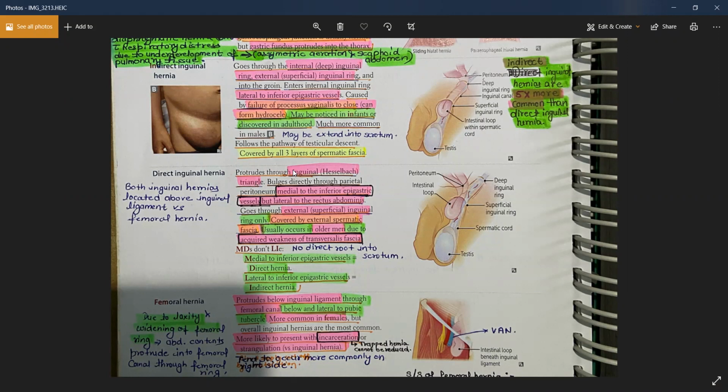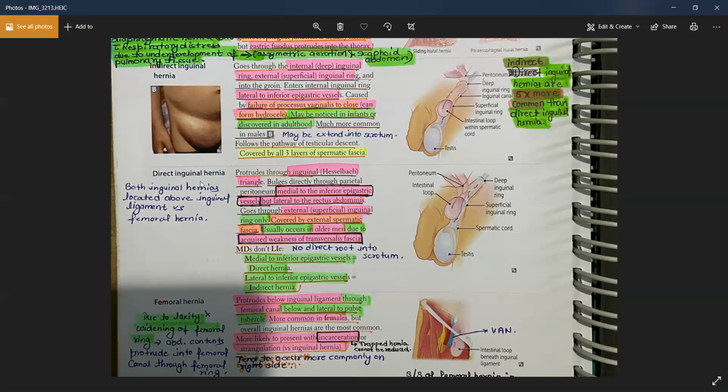Sorry to interrupt. Are indirect hernias more common or direct ones? Because you have direct written. Oh, sorry, yes, indirect. I'm really sorry about that. Indirect inguinal hernias are more common than the direct inguinal hernias. These are the most common type, 5 times more common than the direct ones.